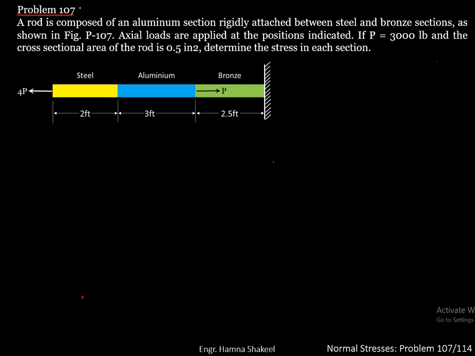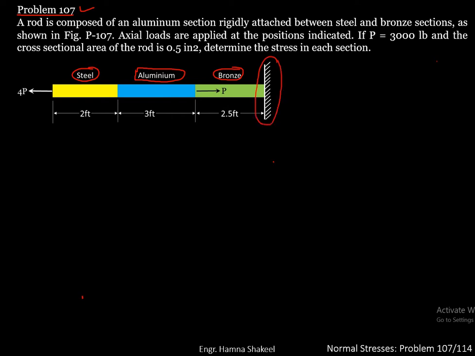In this video, I will solve problem number 107 that is related to axial stresses. The problem statement states that a rod is composed of an aluminium section rigidly attached between steel and bronze sections, as shown in the figure. Axial loads are applied at the positions indicated. If P is equal to 3000 pound and the cross-sectional area of the rod is 0.5 inch square, determine the stress in each section. So here you have got an aluminium rod that is attached between bronze and steel rods.